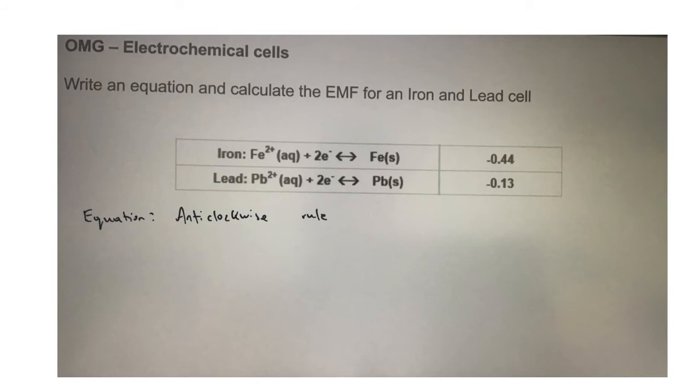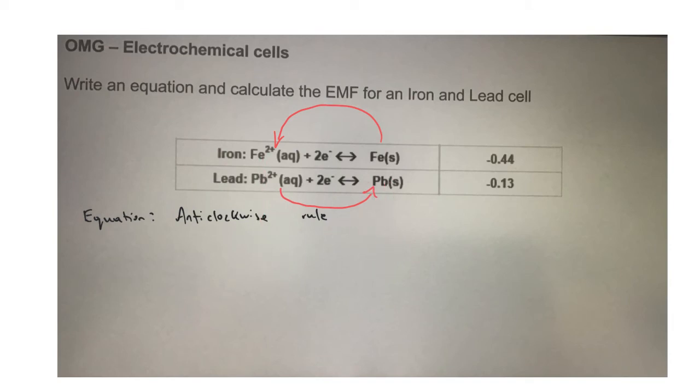Now, to do this, the example I've got here is the iron and lead cell. The first thing you're going to do is order your equations from most negative to most positive. I have already done that here. Okay, so I've got my most negative on top, my least negative on the bottom, and I'm then going to use the anti-clockwise rule. So what this tells me is that my iron reaction is going to go backwards and my lead reaction is going to go forwards.